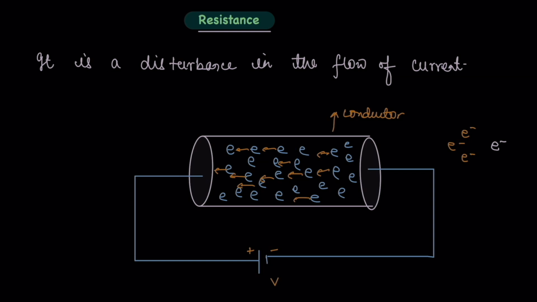This disturbance is less in the conductor but it is very high in the insulators. That's why, when we have to flow the current from one end to another end, we are not using insulators, because insulators have high resistance which will disturb the flow of current. I hope you understood this part properly.